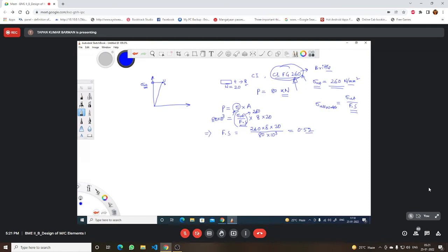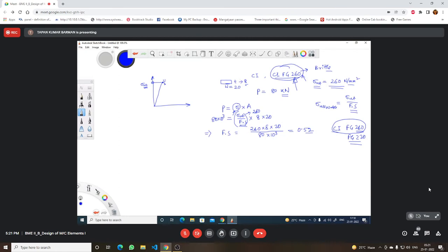We'll discuss this topic in detail when we discuss the material part. But in CIFG, CI classification, CIFG say 220, all other things. Here, there are groups of materials, cast iron, there are varieties of cast iron. Now, those cast irons having a minimum tensile strength of 260 MPa will be classified as CIFG 260.